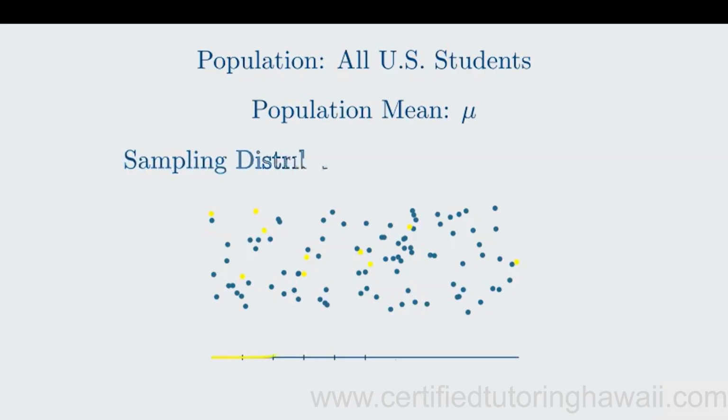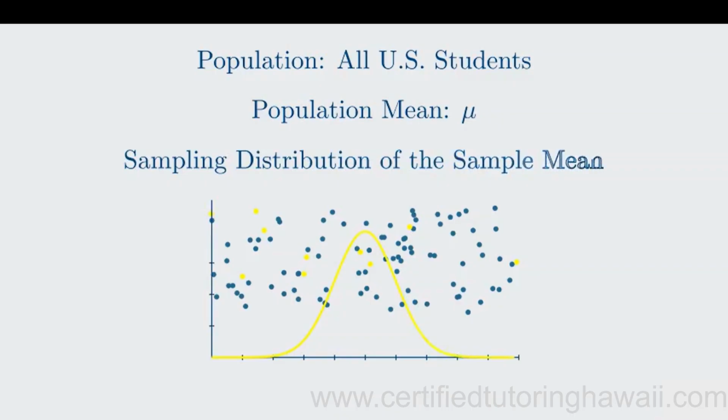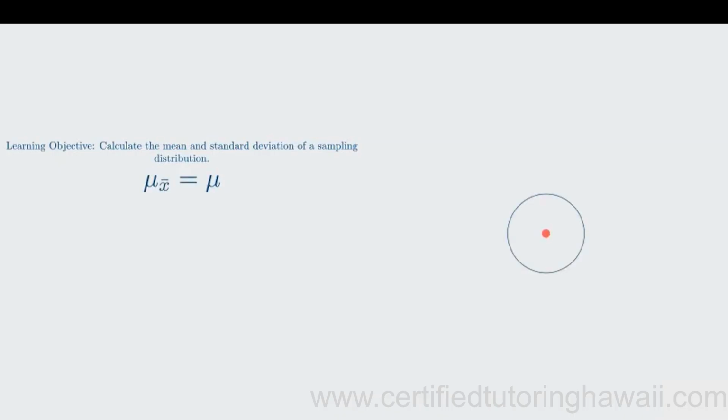If we did this over and over again, thousands of times, the distribution of all those different sample means is what we call the sampling distribution of the sample mean. To describe this distribution, we need to know its center and its spread. Let's look at the formulas that define the mean and standard deviation of the sampling distribution of x bar. The first rule is that the mean of all possible sample means, which we denote as mu sub x bar, is exactly equal to the population mean, mu. This means that x bar is an unbiased estimator. On average, the sample mean will hit the target of the true population mean.